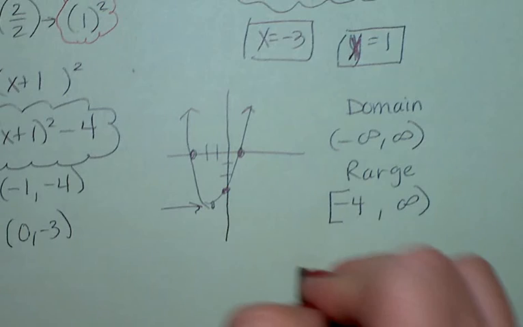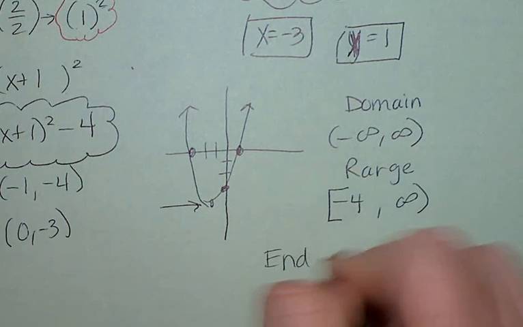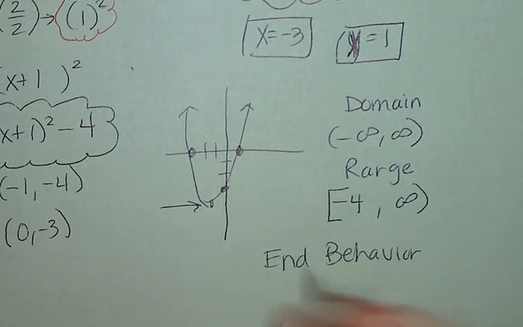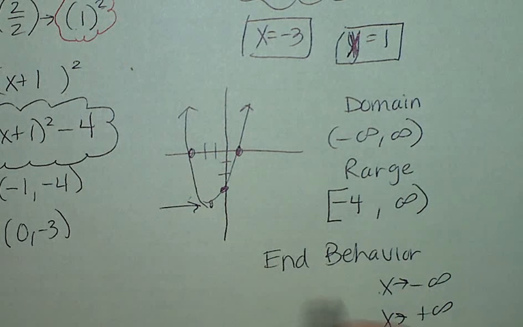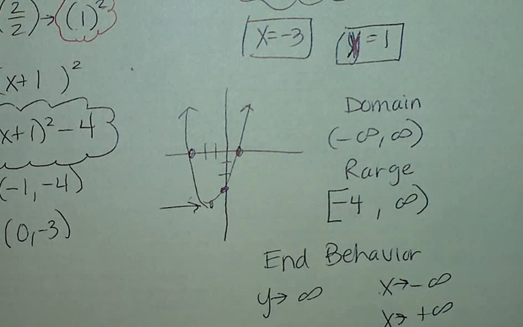And lastly is the end behavior. As we go to the far left, our function is headed up. And as we go to the far right, our function is also headed up.